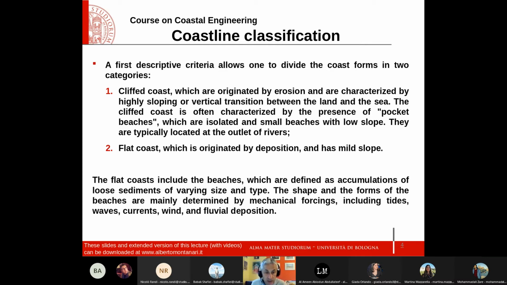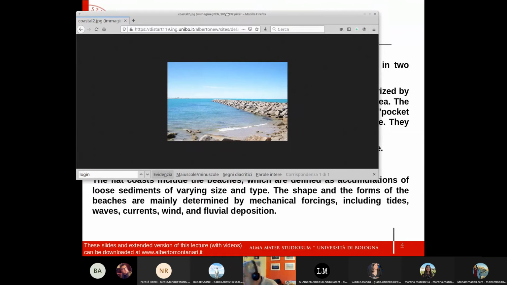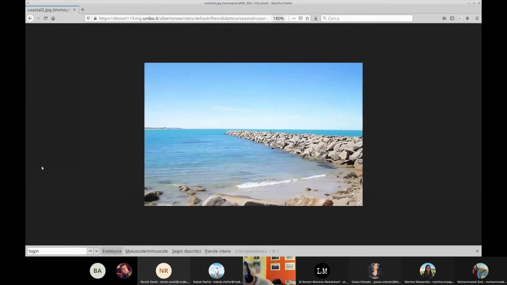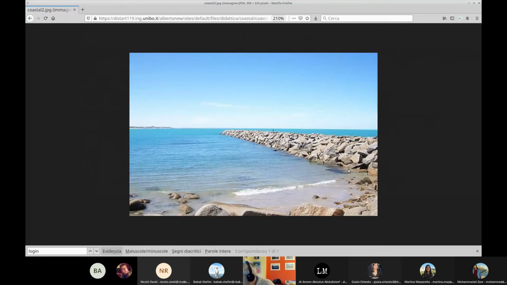Okay, and in this picture, sorry, I show you the picture for one second, because it's on the website. Here it is. Let me expand the picture. Here in this picture, you see a flat coast, and you see that there is some sand, but also you see a human intervention. What is this accumulation of loose stones? It is called a groin. And the groin, in Italian, is pennello.